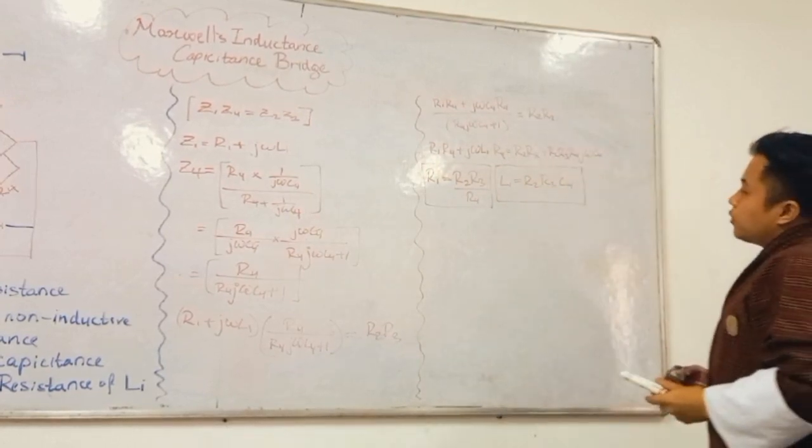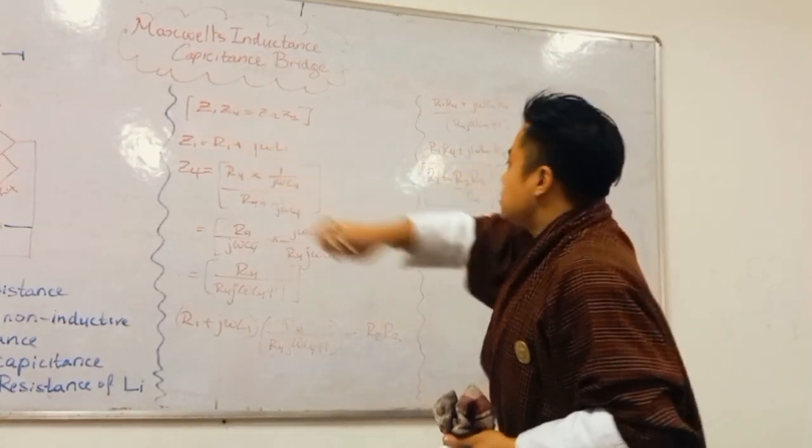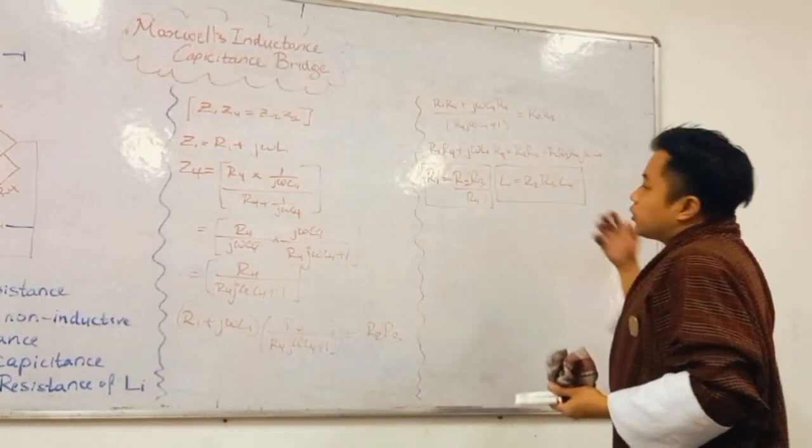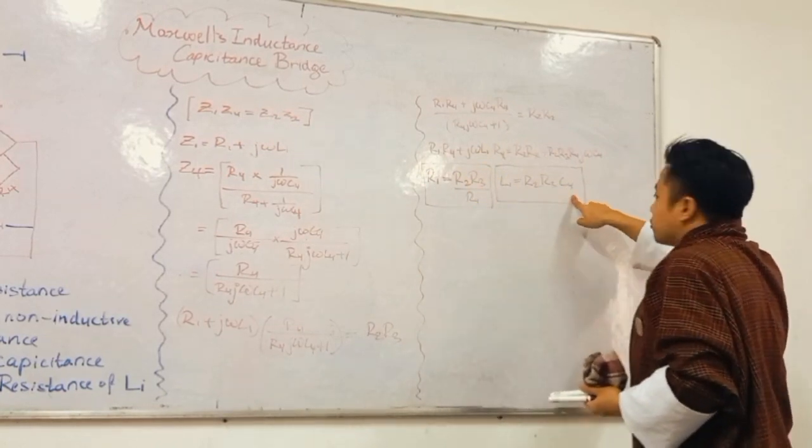So now we've gotten the values of the unknown inductance and the unknown resistance in terms of known components, which is basically the three resistors and the C4 component, right?